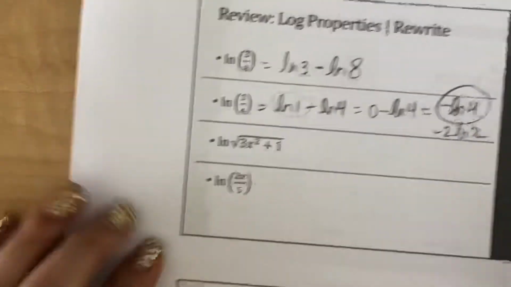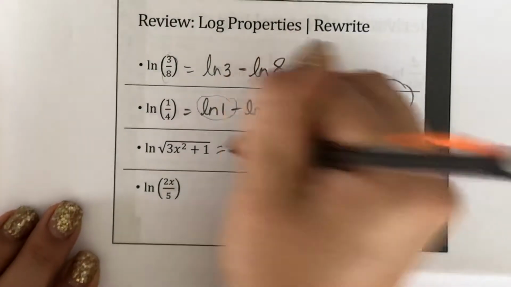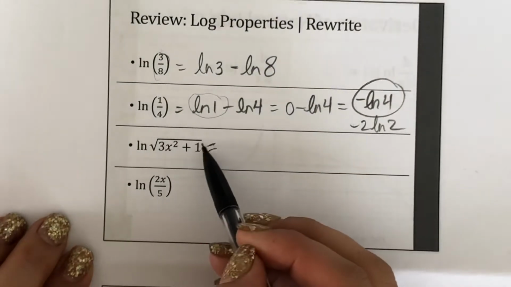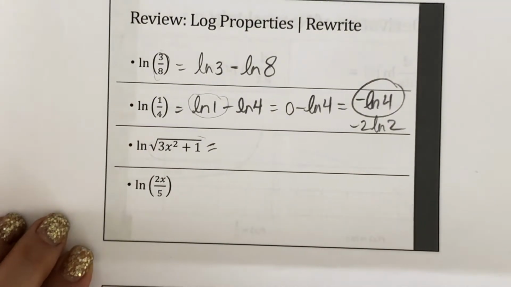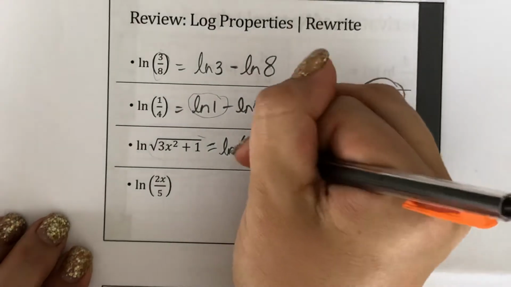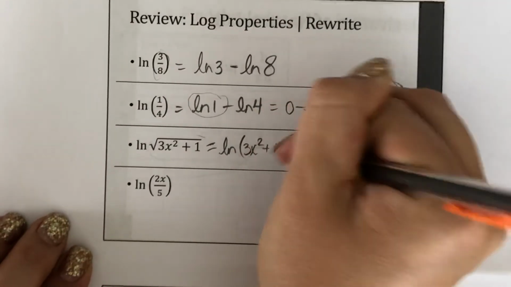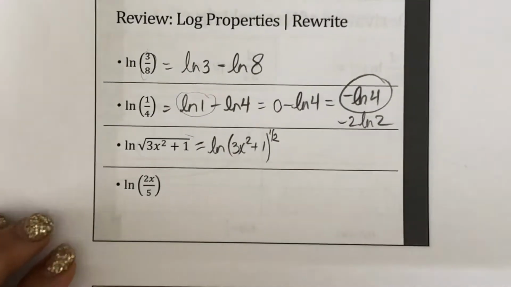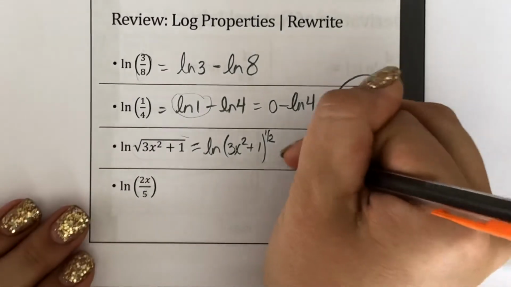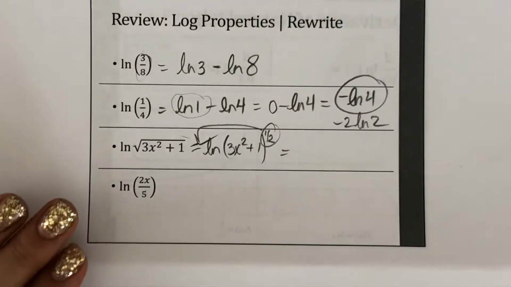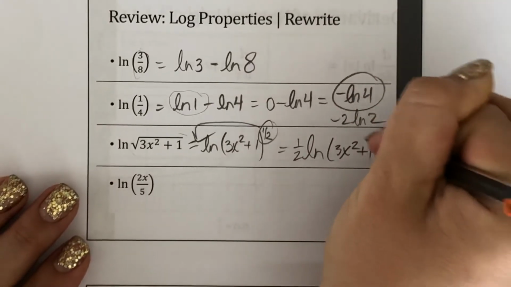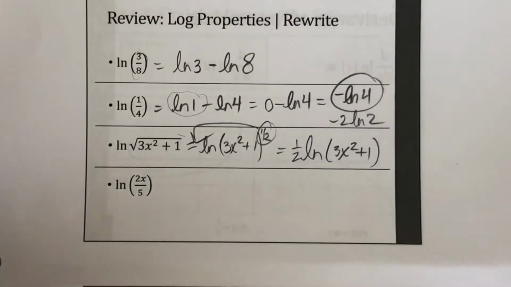Okay, this one, I'm going to get you started here. Like we do a lot of times in calc, we rewrite things first, and we do a lot of rewriting of roots as exponents. So if you rewrite this with the root as an exponent, it'd be ln of (3x squared plus 1) to the half. So now what would that be? Okay, so this half goes out in front and becomes multiplication: 1/2 ln of (3x squared plus 1). And that's it. You cannot simplify this any further.